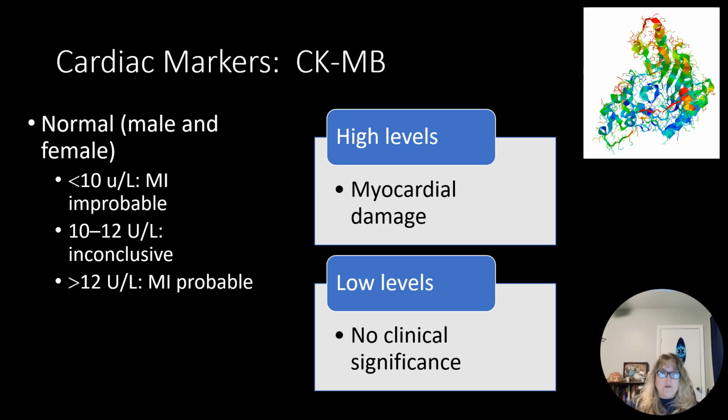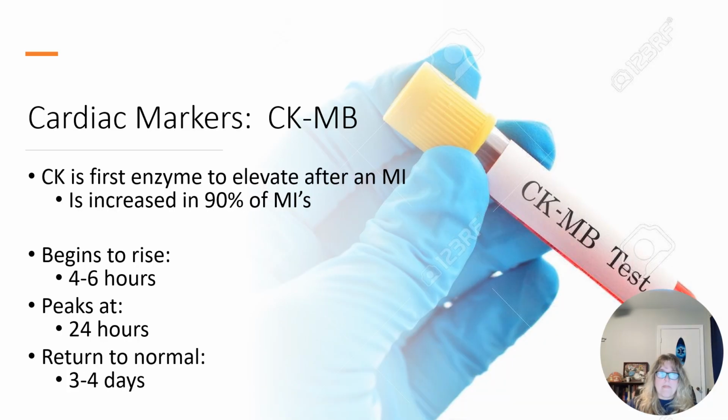With CKMB, and remember that's the one we're looking at specifically for the heart, the male and female normal levels, if it's less than 10 units per liter, the MI is improbable. If it gets 10 to 12, it's inconclusive, and if it's over 12, they say that an MI is probable, and high levels indicate myocardial damage.